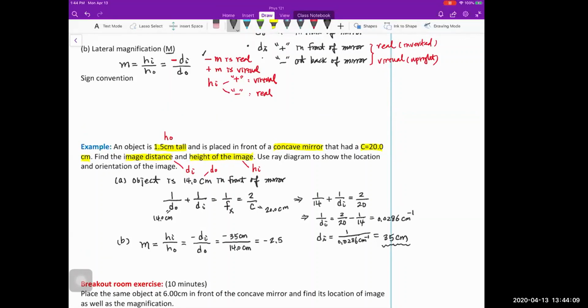All right. So what is the HI? Well, the HI is equal to negative 2.5 multiplied by the object height, where the object height is 1.5 centimeter. That will give you negative 3.75 centimeter.